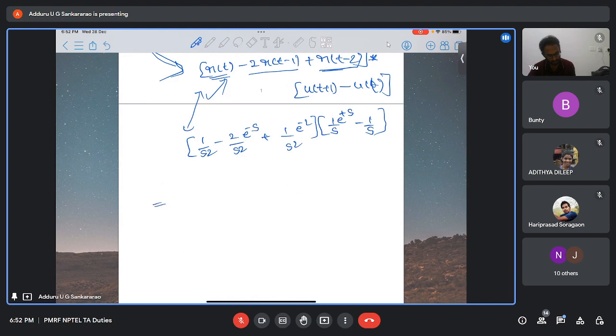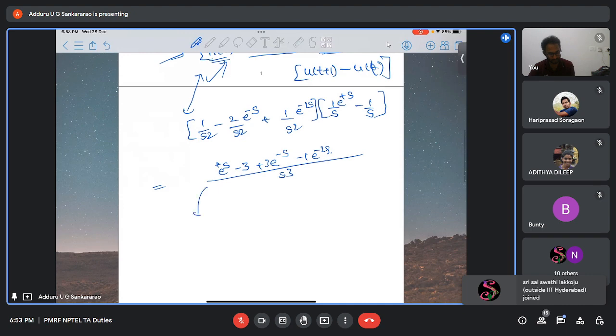Okay. Now, just multiply both sides by 1 by s cube, and you'll get e power s, e power plus s minus 3, e power minus 2s, something like this. Here e power plus s, plus 2, plus 3 e power something like this, you'll get minus 1 e power minus 2s. Now you can take the inverse Laplace transform for this.